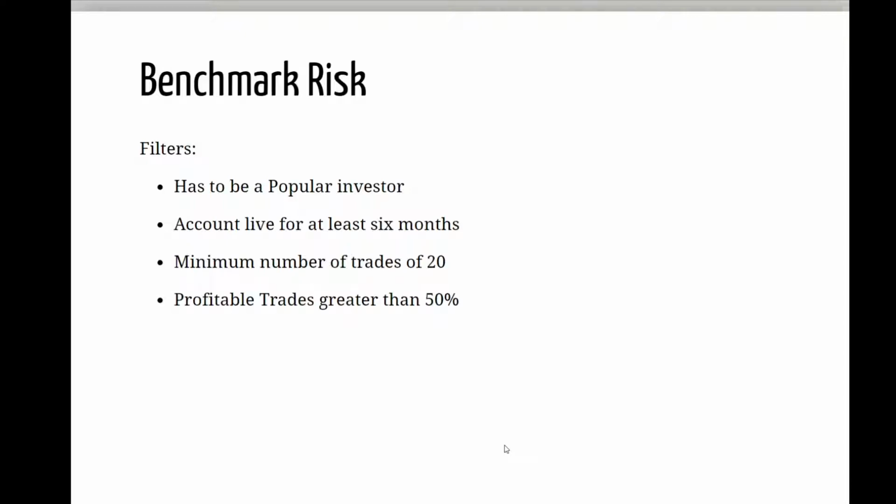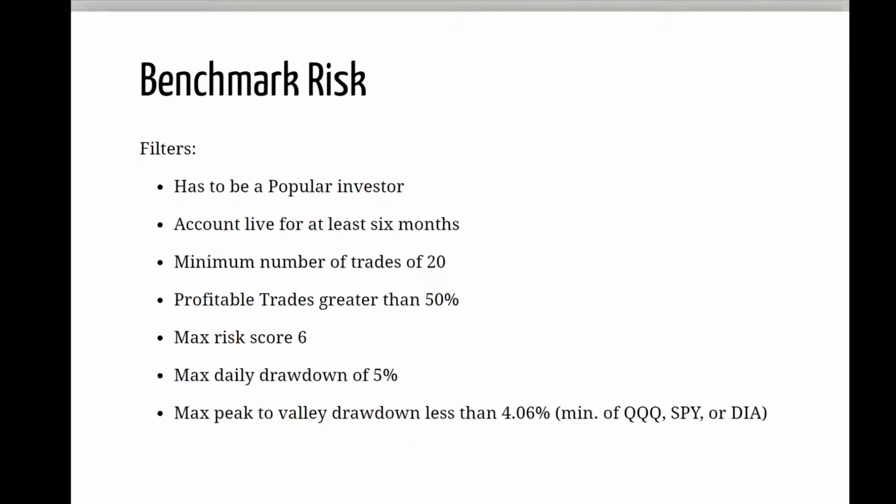Your profitability should be more than 50%. Your max risk score over the last 6 months should not be greater than 6. Your max daily drawdown should not be greater than 5. And your max peak to valley drawdown should be less than 4%. Where is this 4% coming from?